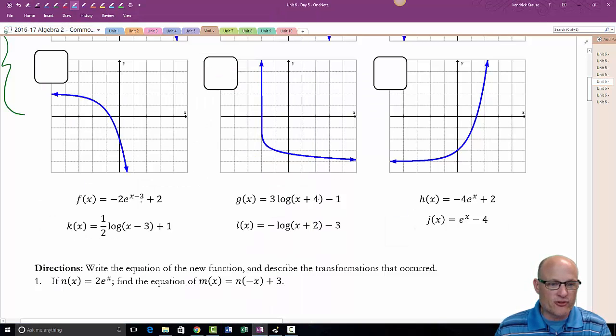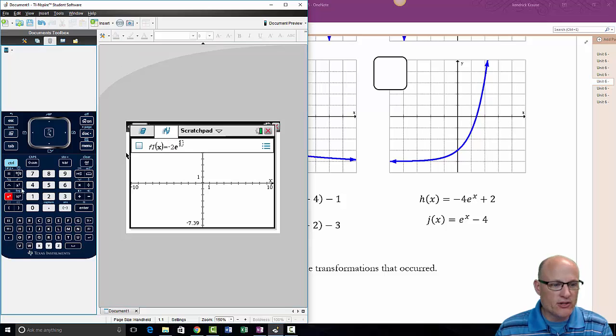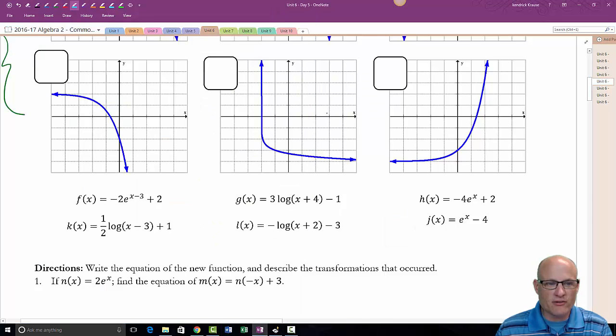Let's graph -2 e to the x minus 3, and then plus 2. That's what that one looks like. There we go. That's what that one looks like. So let's see if we can find that one.